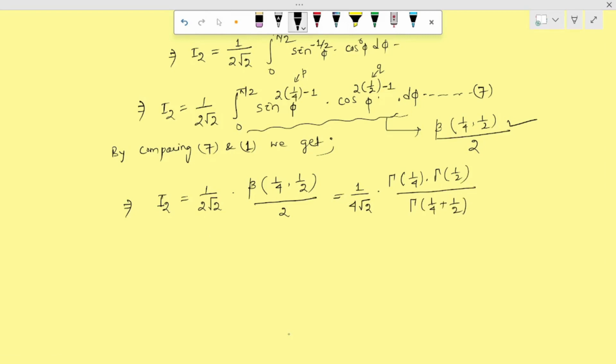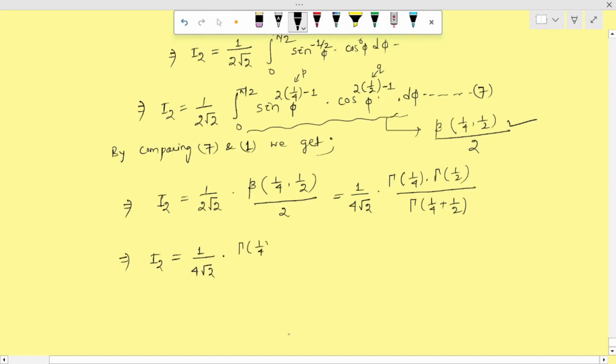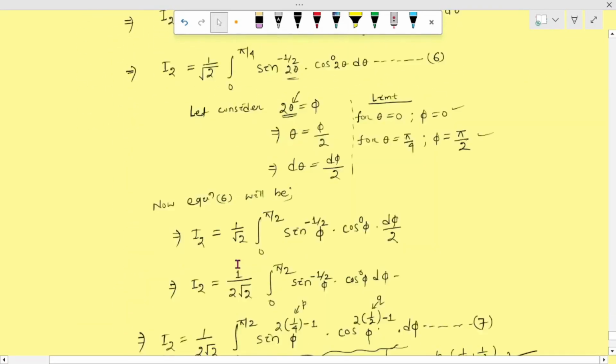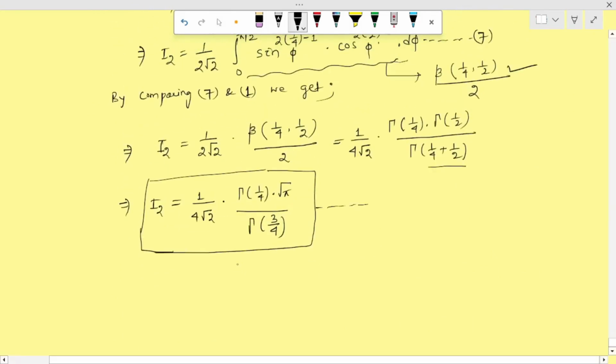So finally how much we got? That implies I2 will be equal to 1 by 4 root 2 into gamma 1 by 4 into gamma half, which is root pi, by gamma 1 by 2 plus gamma 1 by 4 plus 1 by 2, which will be gamma 3 by 4. Here I2 value, finally we found this much. This much I1 we found in equation number 4, and let this be equation number 8.